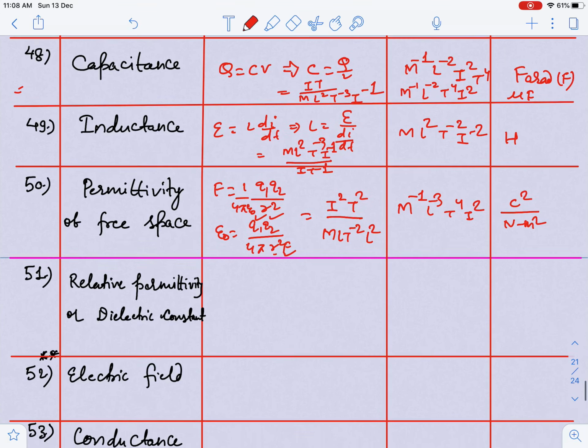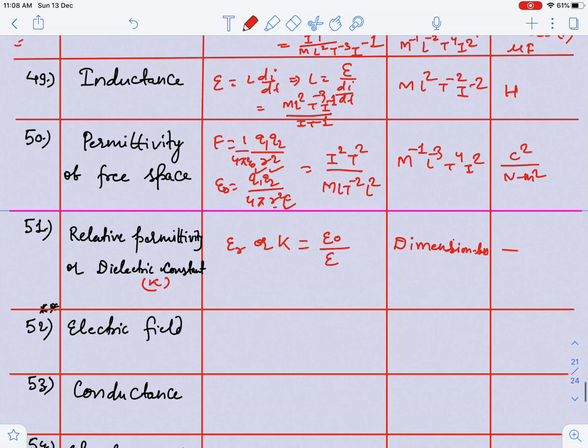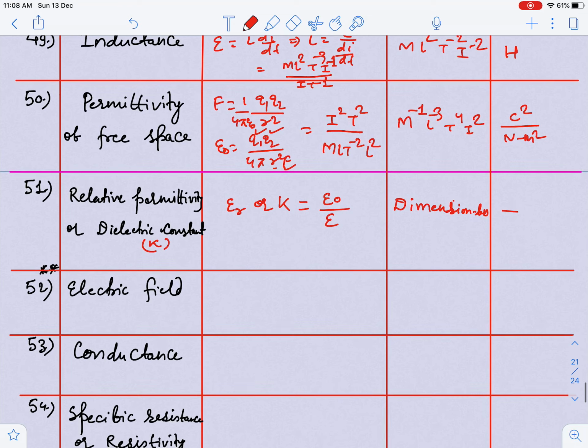Okay, guys, relative permittivity is denoted by epsilon r, or sometimes K. Dielectric constant is denoted by K in the capacitors chapter. So epsilon by epsilon naught, you should write, is a dimensionless quantity. So the first dimensionless quantity I am mentioning here, and that's why the unit is not there.